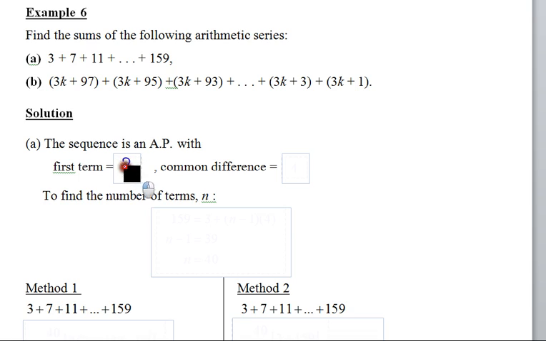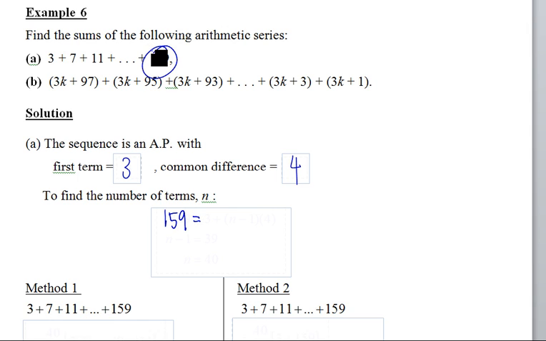First term is 3, common difference by observation is 4. Now, in order to find sum to n terms, I need to know what is n, how many terms there are. It's not so straightforward, it cannot be very quickly observed. Some of us may calculate it quite fast, just minus and divide by 4. Then you can find the number of terms. But if you want to be 100% sure, let us just use the nth term formula, Tn. Then we say that this is 159. This is the last term, right?